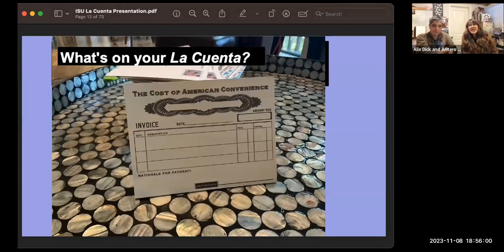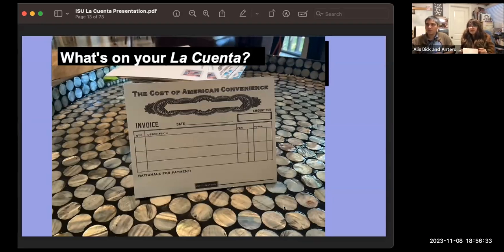I would like you guys to get to know this postcard that we created. How long ago was it? I think it's a little over a year ago, maybe a year and a half, something around that. So this is the postcard, and as you know, La Cuenta is about defining the financial, social, and personal costs of living with the label of being undocumented. And based on your own perspectives, what is something you might put on the bill?